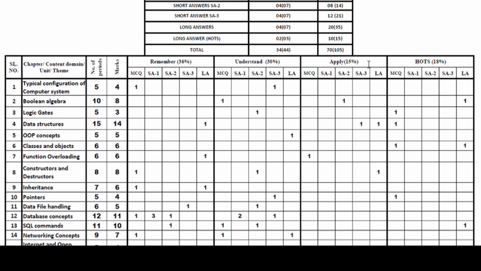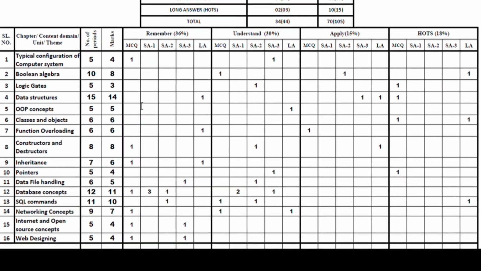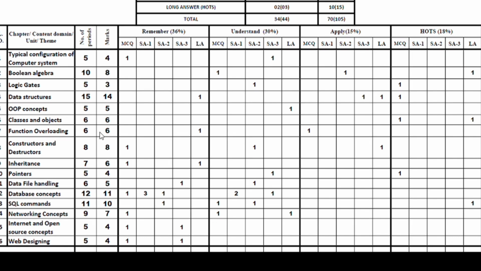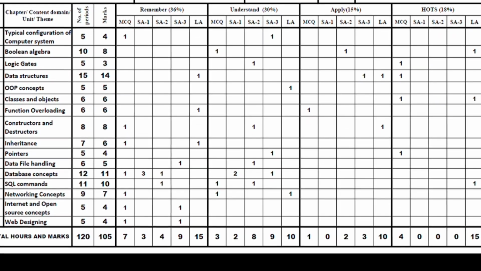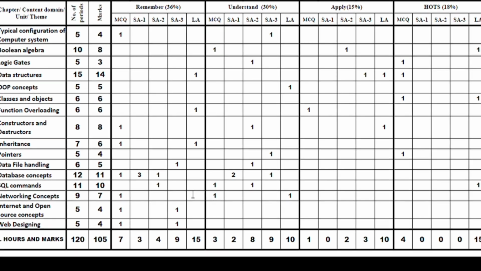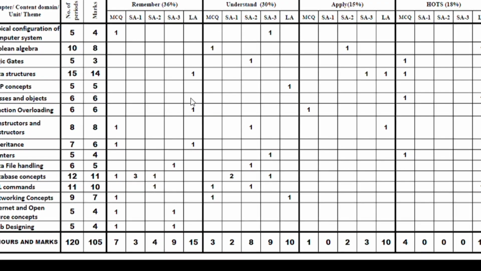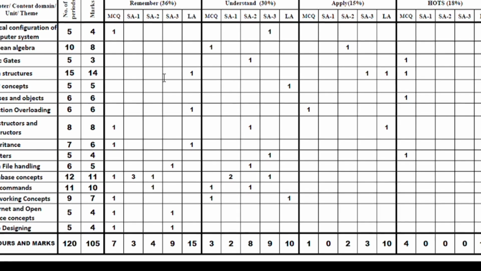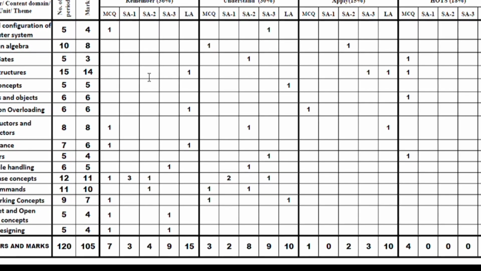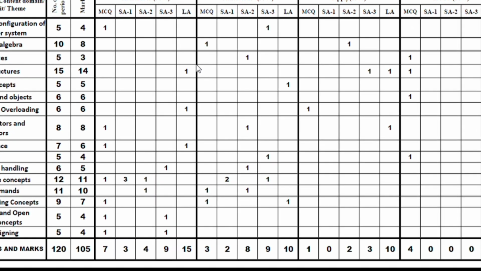Here we go with the blueprint of the third model paper. Just observe the total marks of each and every chapter. Typical configuration 4, Boolean algebra 8, and it goes on up to web designing, it is 4. So when we observe these total marks from all the 3 model papers, the total marks remain the same. In model paper 1, model paper 2, model paper 3, all the 3 model papers have the same weightage. This is what you should know.